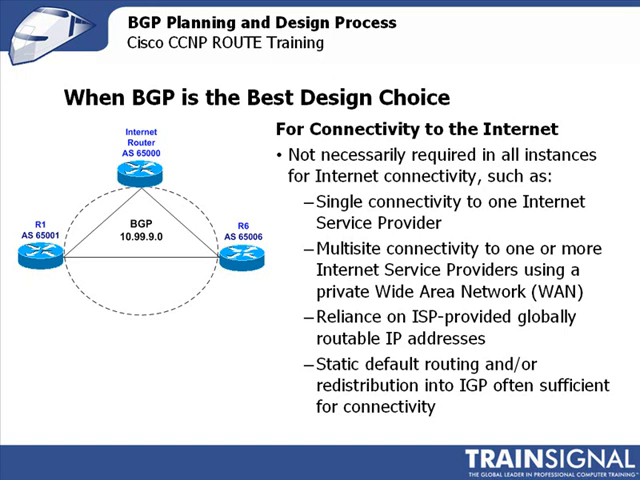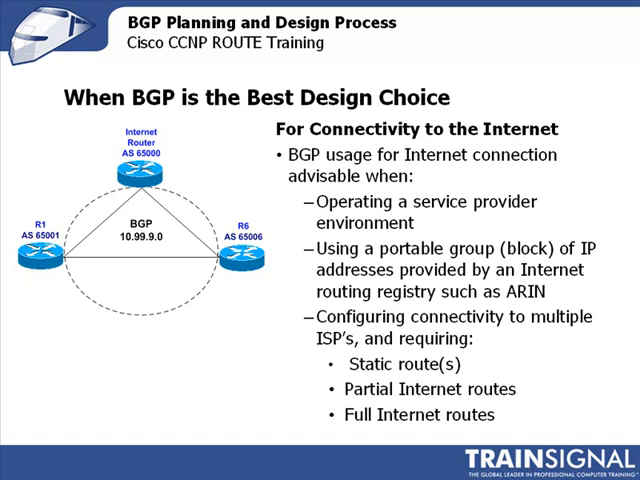The other situation in which you wouldn't need BGP is if you already have publicly routable IP addresses that have been allocated to you by a single internet service provider. If you are operating using their internet-based globally routable IPs, you don't need BGP because they're doing all that work for you. Static default routing or redistribution into an IGP is often sufficient for the connectivity in these situations we're describing. And I can say that having assisted many customers both in my ISP days and in my AT&T days in setting up internet connectivity.